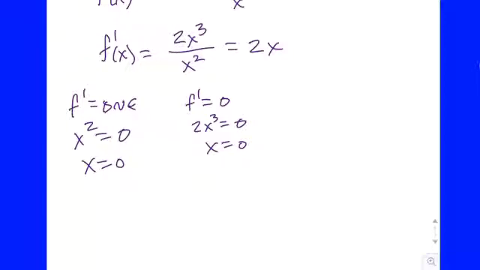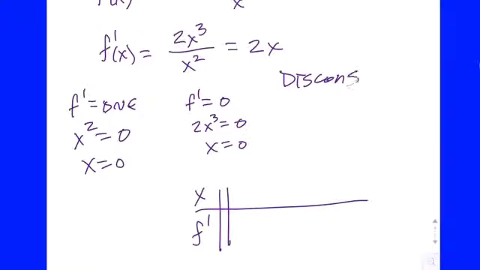Now, let's say we wanted to do a number line chart just because we wanted to know where the function's increasing, decreasing. Okay? Let's say we don't know what the graph looks like. We can still make a number line chart. We got x and f prime. And even though we don't have any critical values, what other numbers always go into a number line chart? Discontinuities always go into a number line chart. We haven't had any yet, so this will be the first time. So that's x equals 0.